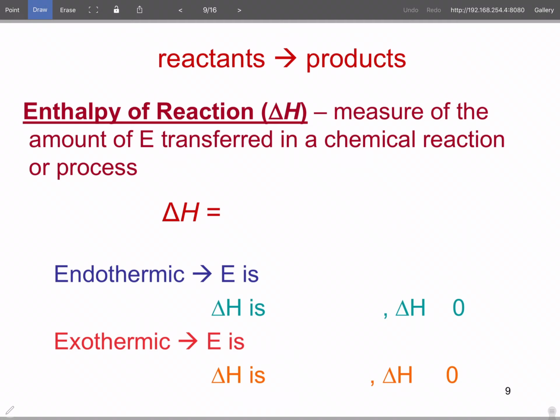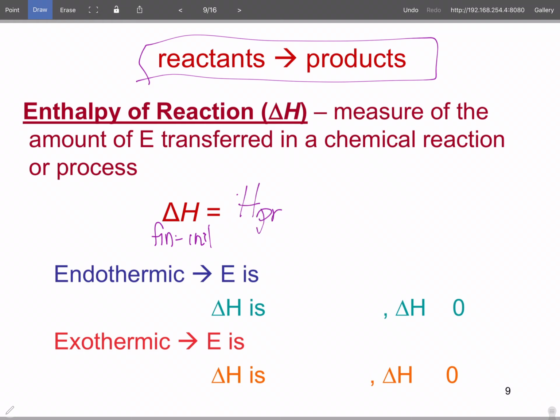So that brings us back to reactants and products and a chemical reaction. So here we're back to equations. The enthalpy of reaction is the measure of the amount of energy transferred in a chemical reaction or process. So remember, delta means final minus initial. So that means it's the enthalpy of your products, because that's your final position, minus the enthalpy of the reactants.